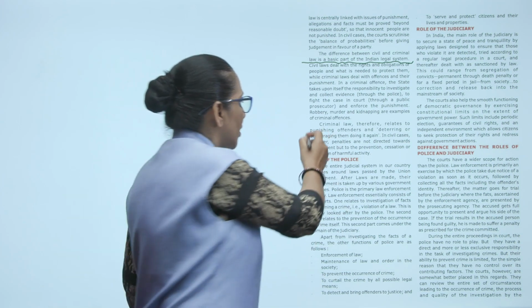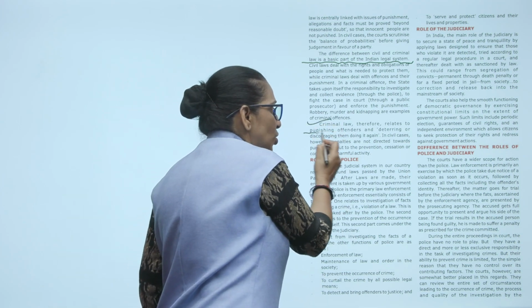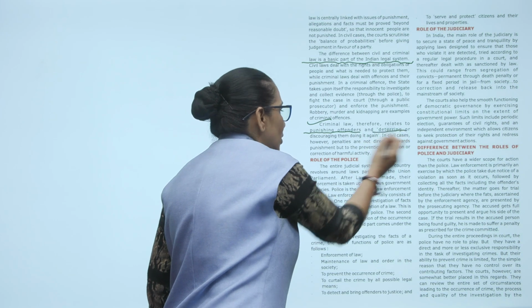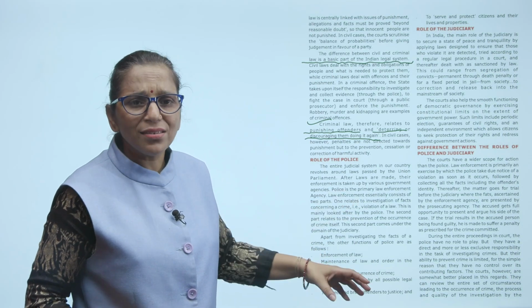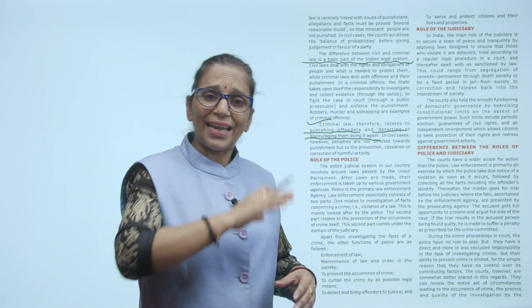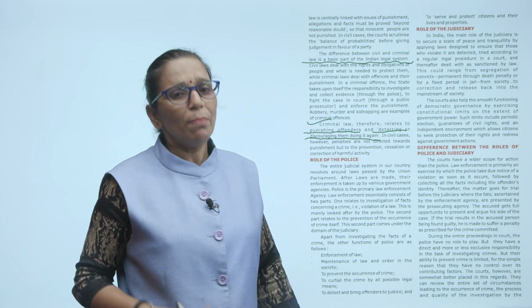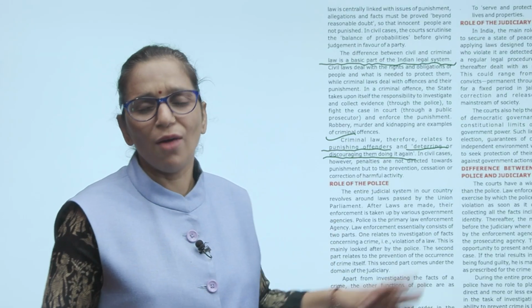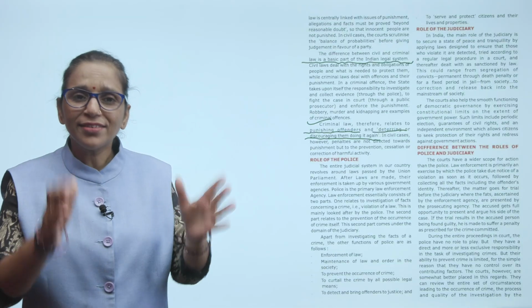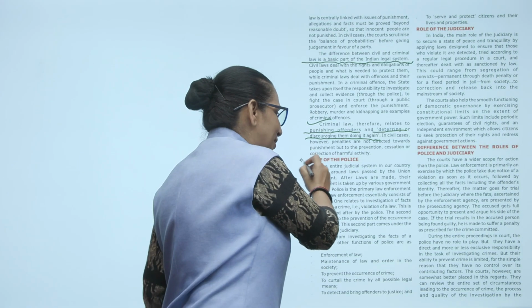Robbery, murder, kidnapping, these are examples of criminal offences. Now criminal law therefore relates to punishing the offender and deterring or discouraging them from doing it again in the society. In civil cases, however, penalties are not directed towards punishment but to the prevention, cessation or correction of the harmful activity. Now let's discuss the role of police.